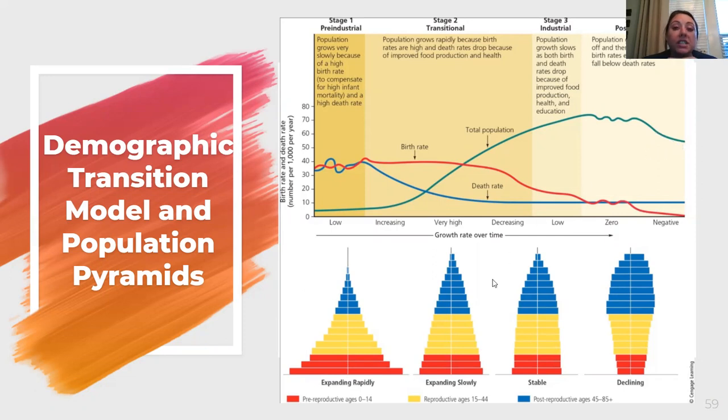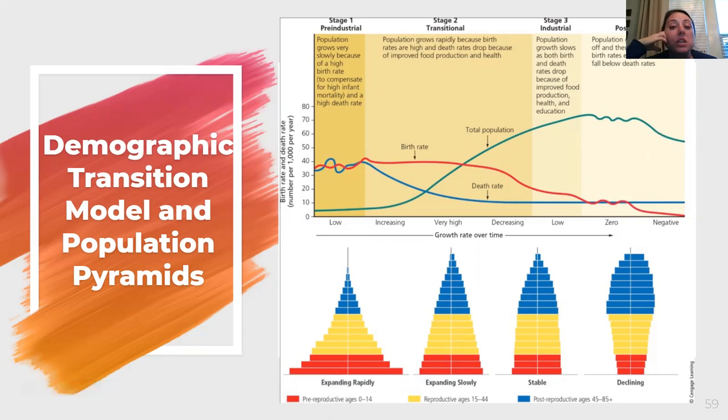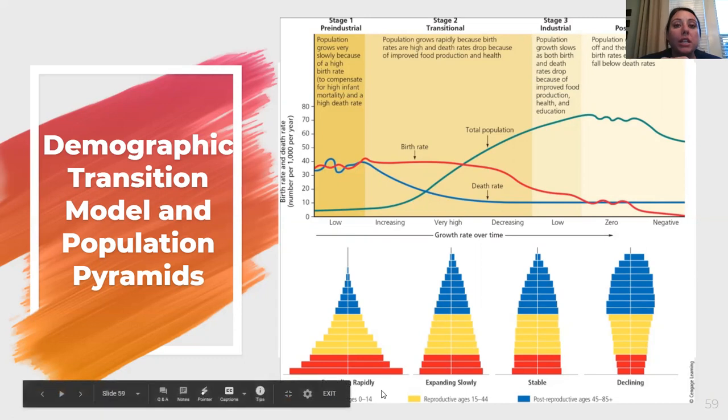So for each of these stages, we can associate a population pyramid. A population pyramid tells us what percentage of the population is found in each cohort or in each age group. These are just outlines. You'll probably see more expansive ones in our activity. If we look at this, red is pre-reproductive. So these individuals are not old enough to have children. Yellow is reproductive age. And then we have post-reproductive age.